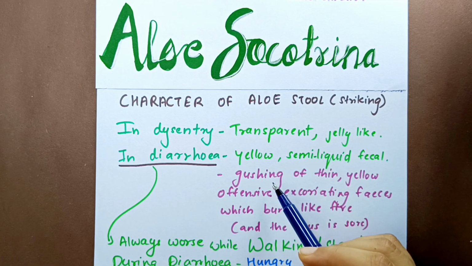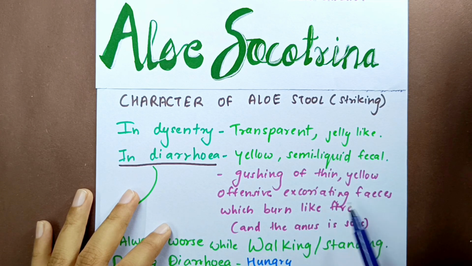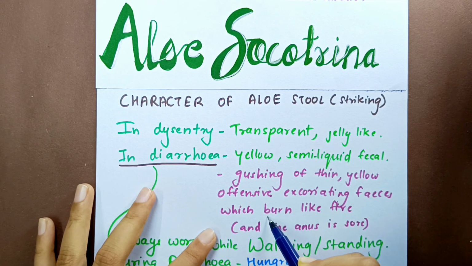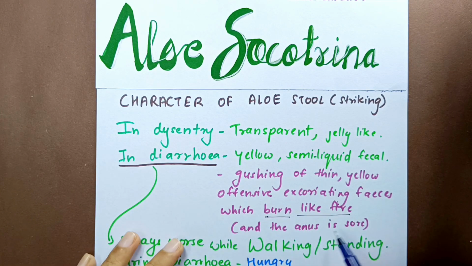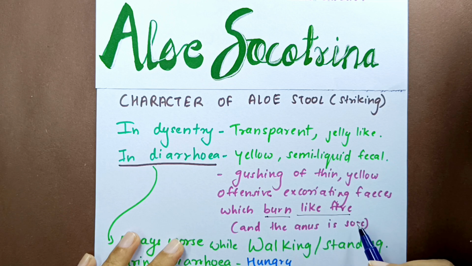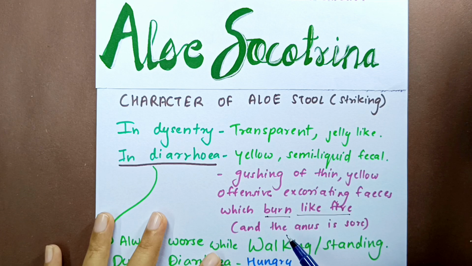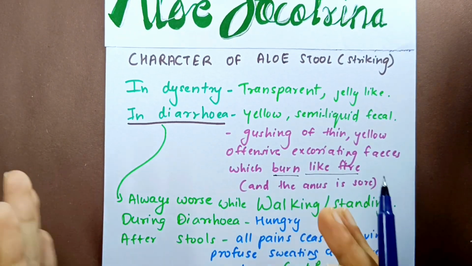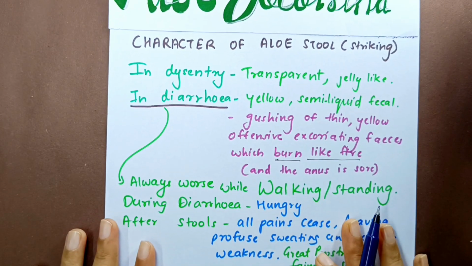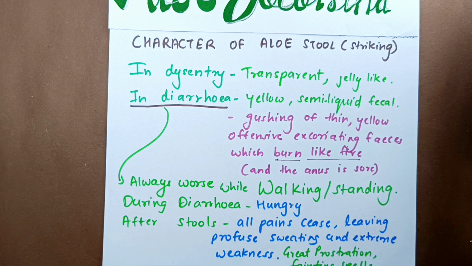Now, Dr. Kent says that they are gushing and of thin, yellow, offensive, excoriating feces which burn like fire. So this is what he adds actually. He says that these stools burn like fire and the anus becomes sore because of that. So obviously there is thin yellow feces just like Dr. N.M. Choudhuri says, but they burn like fire. And now, Dr. N.M. Choudhuri further mentions that the diarrhea of these patients, aloe, is always worse while walking or standing. So if they're walking, if they're standing, they'll have aloe stools coming out involuntarily.